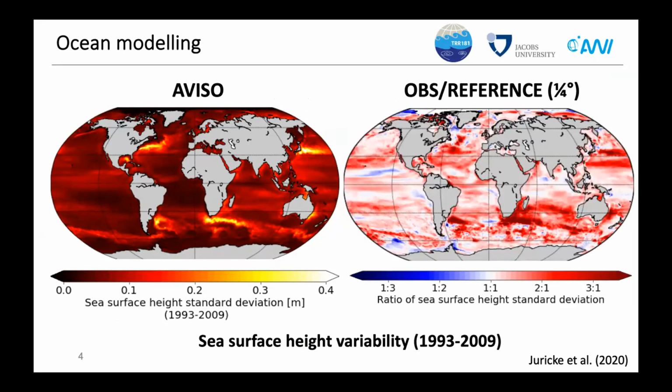So this is the bias in terms of a relative bias. So the observations divided by reference simulation at a 1/4 degree, and red basically means that you're underestimating sea surface height variability by up to a factor of 3. So you're strongly underestimating sea surface height variability, especially in the western boundary currents, Kuroshio, Gulf Stream, Malvinas Current, Agulhas retroflection zone, and in the Southern Ocean.